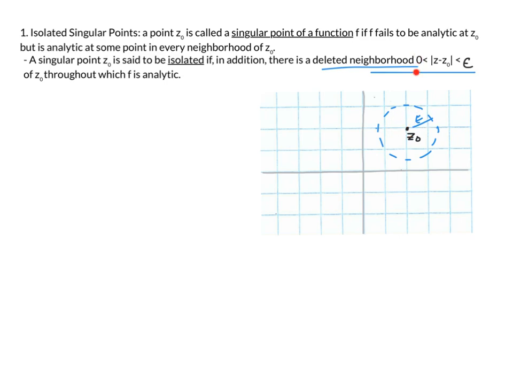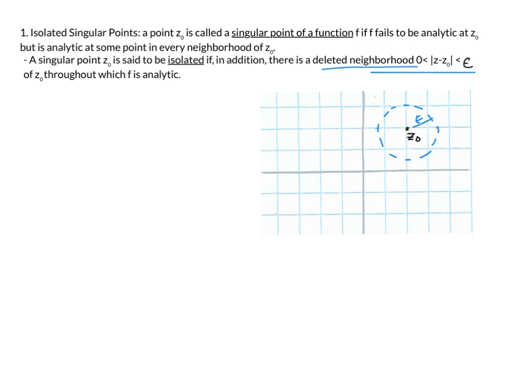But now you also have the deleted neighborhood. The distance between z and z naught has to be greater than 0. So what that means is from this disk, we're going to remove this point z naught. It's sometimes called a punctured disk. We just take that one point out. That's the idea of the deleted neighborhood. So we know z naught fails to be analytic. Now we're going to look at the rest of the disk without looking at z naught.